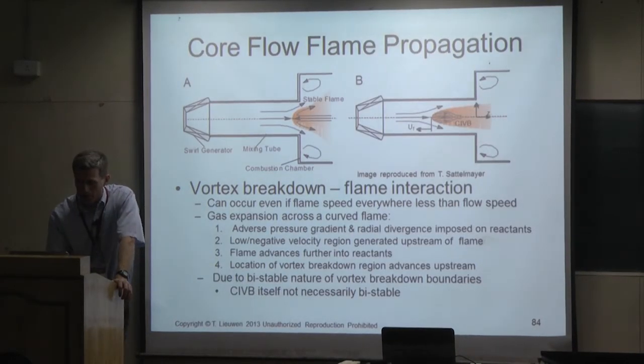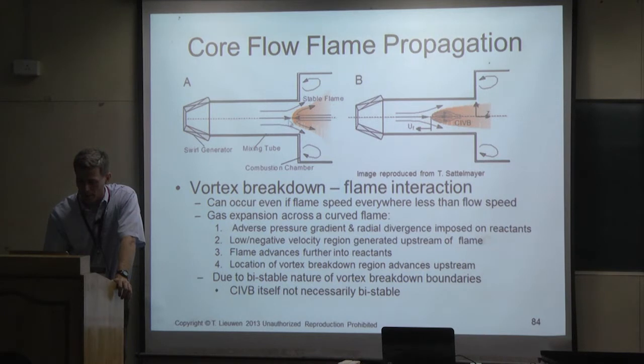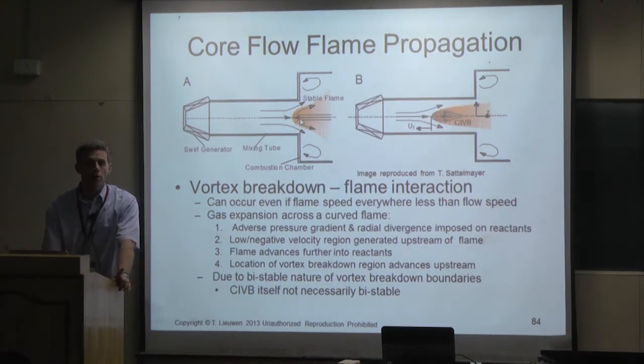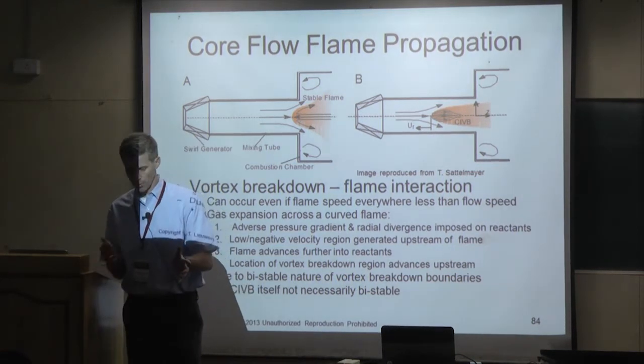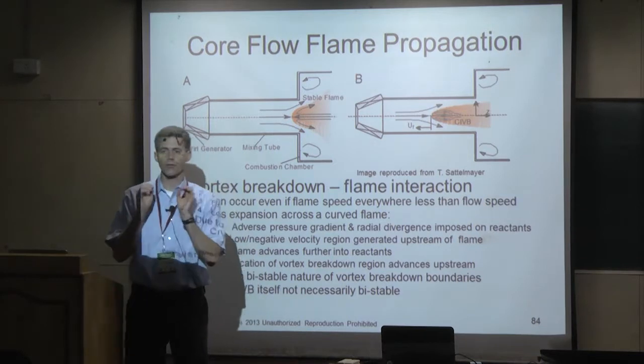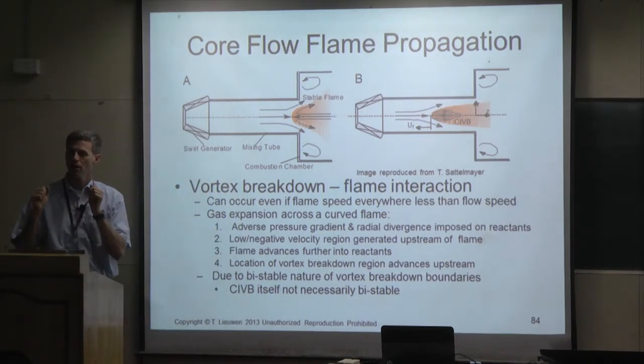This is an image from Thomas Sattelmeyer just showing this exact phenomenon, that the flow velocity is higher than the flame speed, but the flame trips vortex breakdown. So again, this is that example I gave of my boat. My boat goes less, it's everywhere, the flame speed is everywhere less than the average flow velocity, okay?